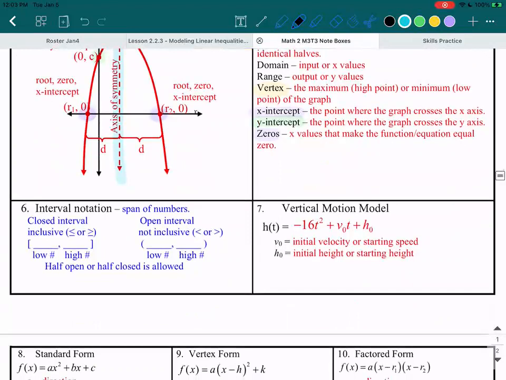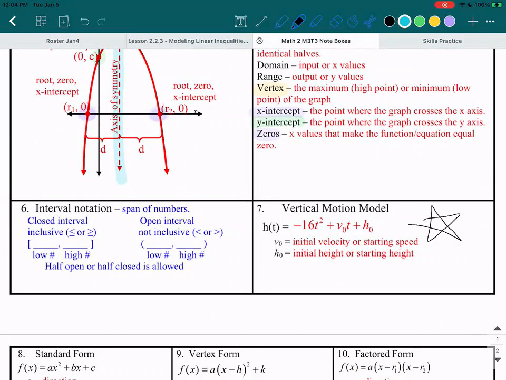So we have this equation in box 7. It's the vertical motion model. H of t, where h is the height. H of t is equal to negative 16t squared plus v naught, 0 is a naught, okay? So v naught times t plus h naught.